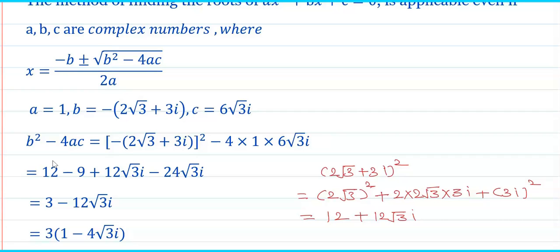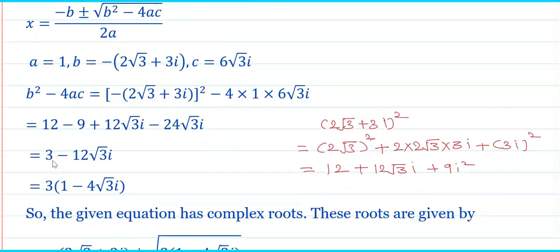3 चा square किती आला? It's a 9. Okay. That is 9 into i square. Okay. म्हणजेच overall किती येणार? That is 12 plus 12 root 3i. i square is minus 1 and overall you will get minus 9. 12 minus 9. Therefore you will get here 3 plus 12 root 3i. This is the square of 2 root 3 plus 3i bracket square. So that's the square आला. Okay. And now the next.